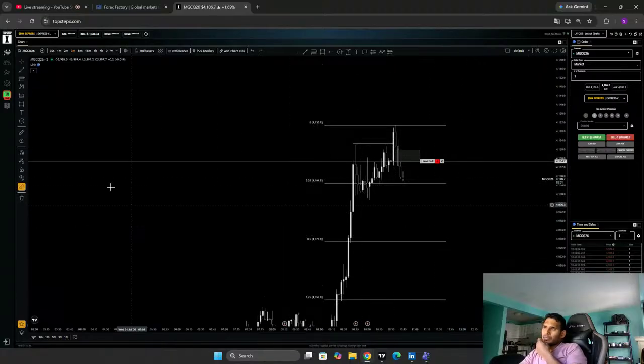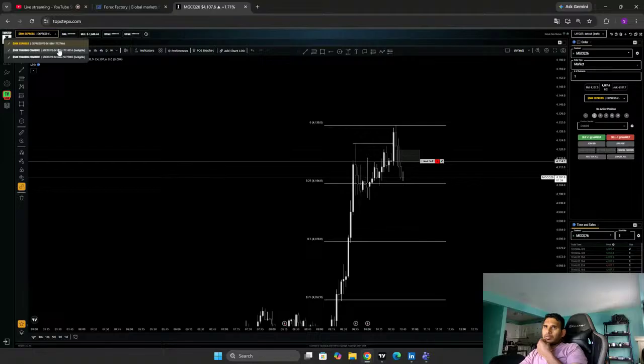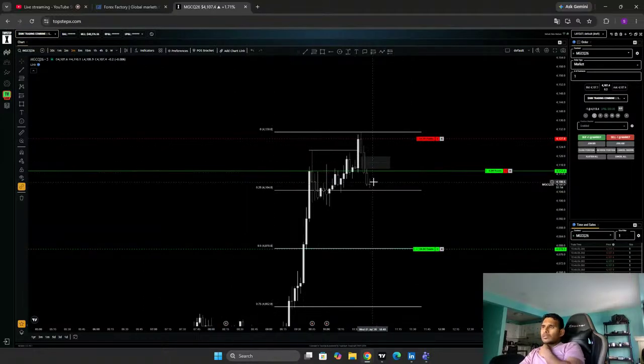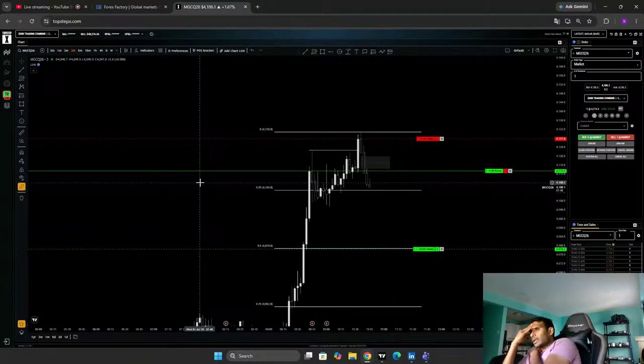It's okay. It is what it is. Still, I believe it will go to that spot. It still has the chances to go to that spot, so don't need to worry about anything.